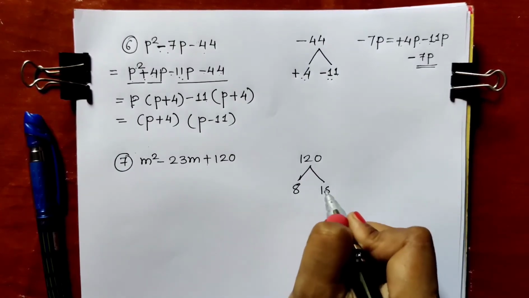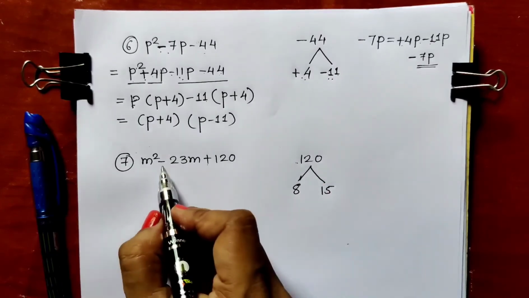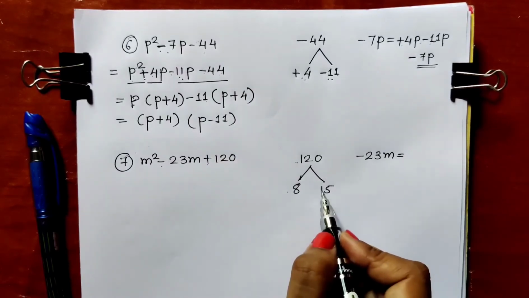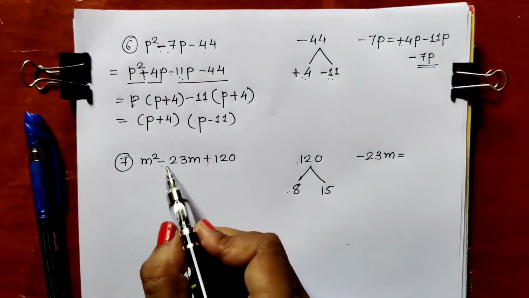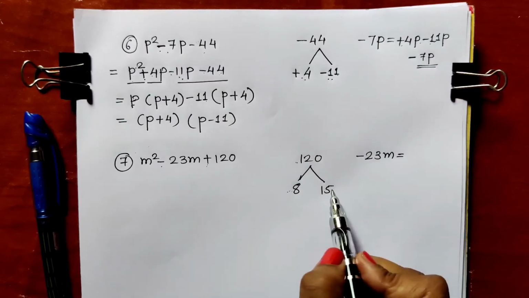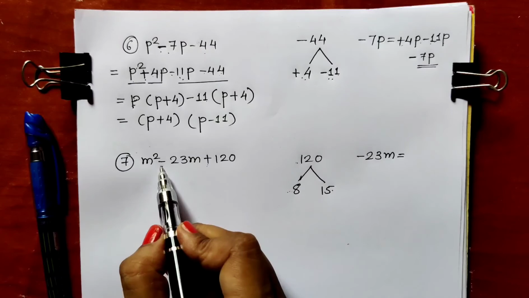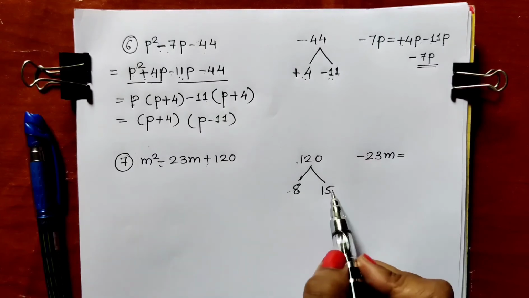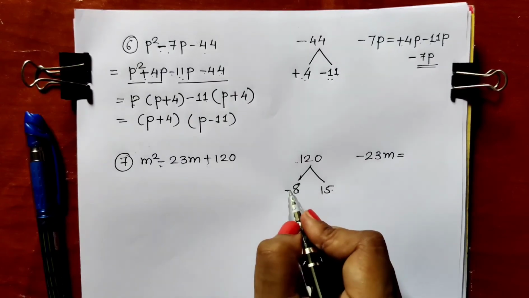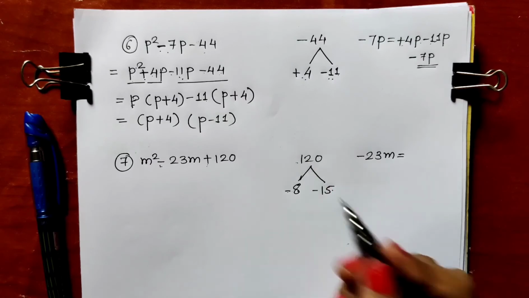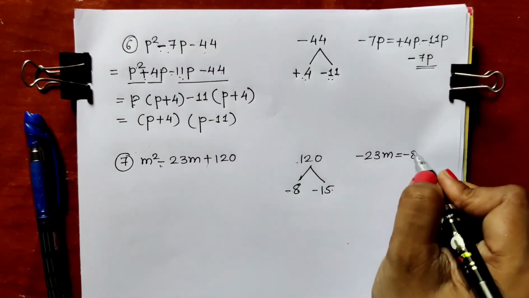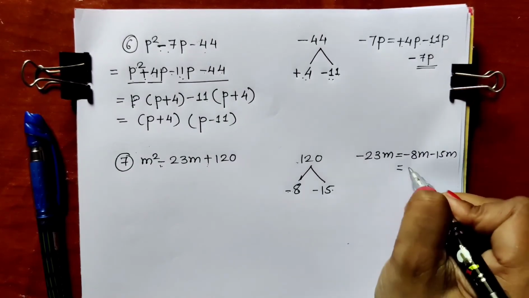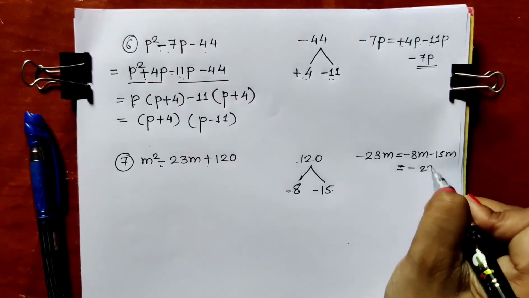So the factors of 120 are 8 into 15, plus 120. But we require minus 23m. So when we require minus 23m, both these numbers should have a minus sign. The middle term sign should be given to both the numbers. If the middle term sign is plus, both the numbers should get plus sign. If the middle term sign is minus, both the factors should get minus sign. So it will be minus 8 and minus 15. Minus into minus will be plus, and here minus 8m minus 15m. Minus 8 minus 15 is minus 23m.